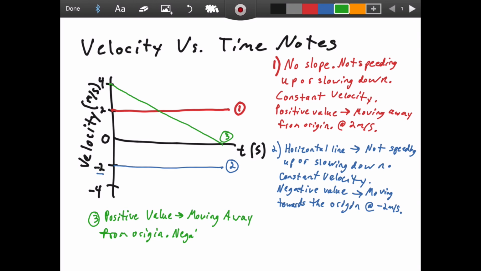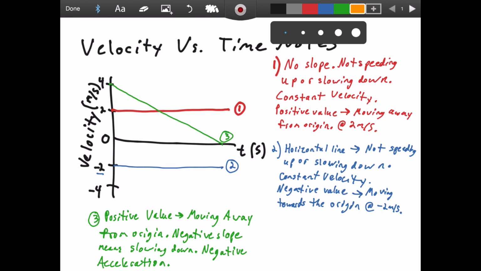Now we're going to talk about the slope. We can see that we have a negative slope here, right? We're going from positive 4 meters per second down to 0 meters per second. What is that negative slope going to tell us? Well, that's a good question. The negative slope is telling us that we are slowing down in this case. In other words, it's that we are becoming more and more negative. So our velocity is starting at 4 meters per second, and it's making its way down to 0 meters.